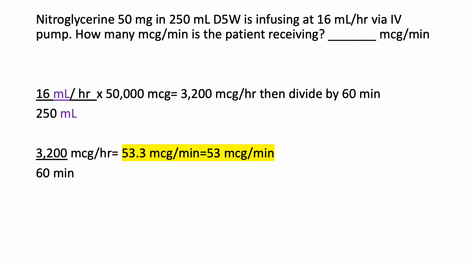Okay, now say you don't like that formula. I have another formula for you. You're going to put the mLs over each other. So I have 16 mLs per hour. I'm going to divide that by 250 mLs. I'm going to multiply that by 50,000 micrograms, okay, because 50 milligrams equals 50,000 micrograms. And that's going to give me 3,200 micrograms per hour. But then I need to change it to minutes. So all I simply do is divide that by 60. And I get 53.3 micrograms per minute, or 53 mics per minute.